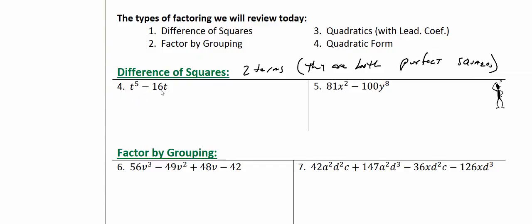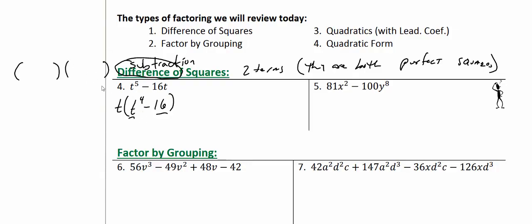Because t to the 5th and 16t is not a perfect square. I have to take out a t. Okay, take out a t. That gives me t to the 4th minus 16. Sweet. Now, because I have the difference of squares, remember, difference means subtraction, okay? So I have subtraction of perfect squares, t to the 4 and 16. What I do is I'm going to take one parenthesis and put them into two. And in order to do that, I'm going to square root both of those numbers. What's the square root of t to the 4? t squared. I'm going to put that in both parentheses.